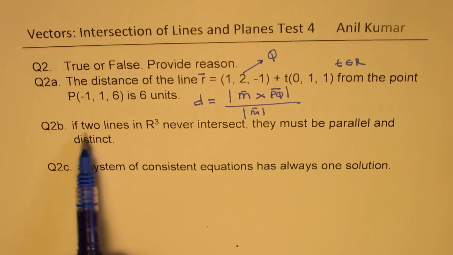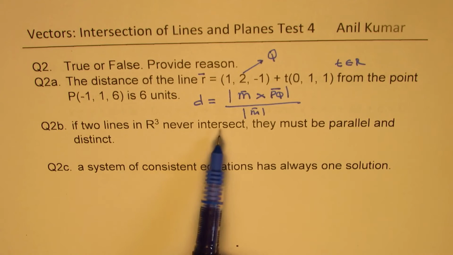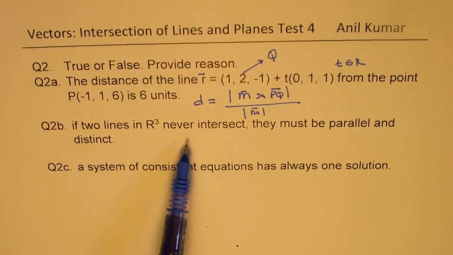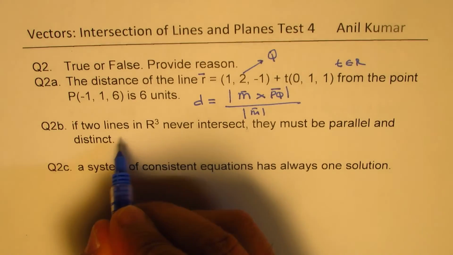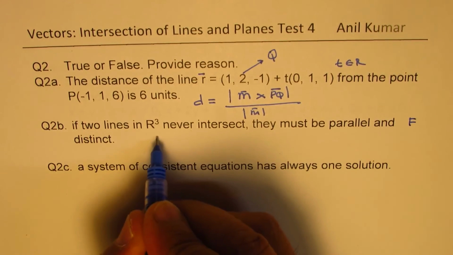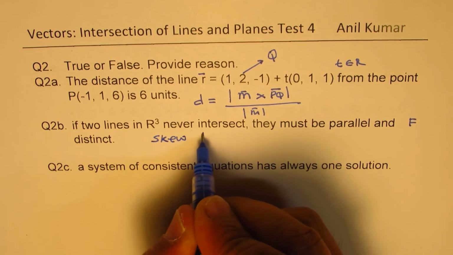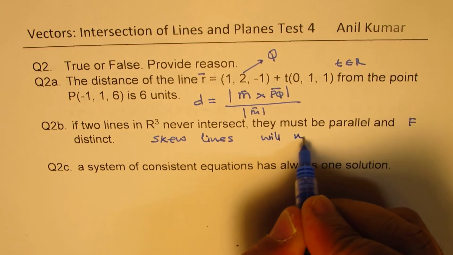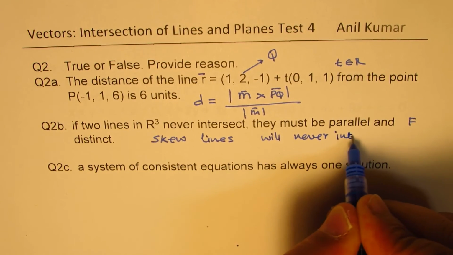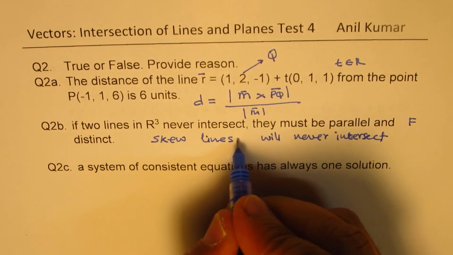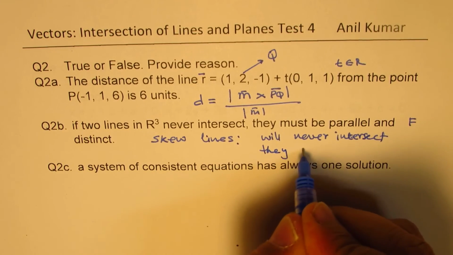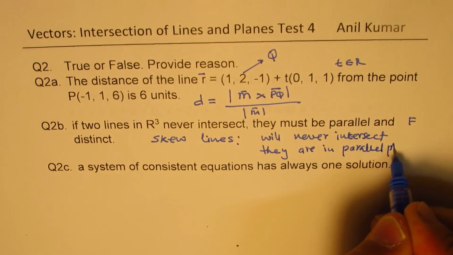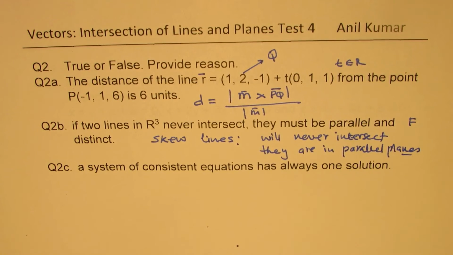2B, if two lines in R3 never intersect, they must be parallel and distinct. Well, in R3, if the lines are not intersecting, this statement is false definitely, since we could have skew lines, right? So skew lines will never intersect. They are in parallel planes, right? So that is an additional case, right?